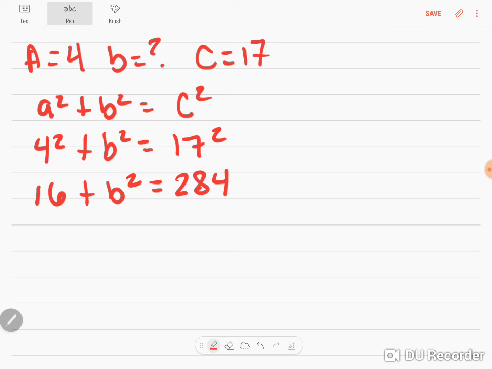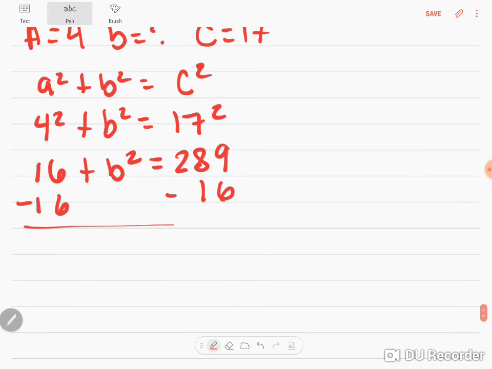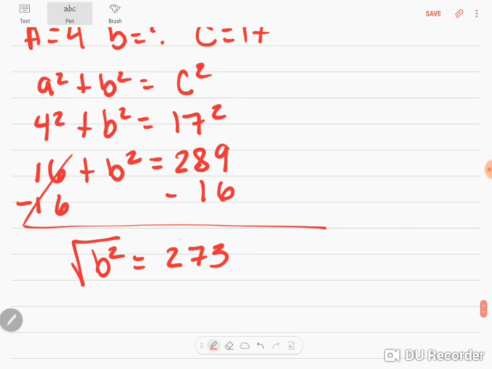Is equal to 289. Hold on, I want to make sure that's right. I think it's 289. Yes, 289. Sorry. Subtract 16 from both sides. B squared is equal to 273. Take the square root of both sides. B is equal to the square root of 273.